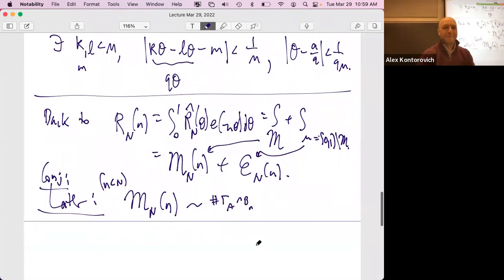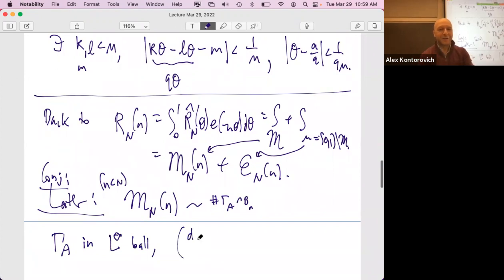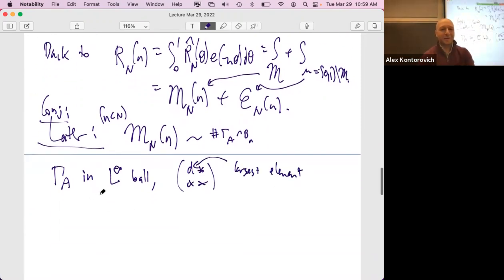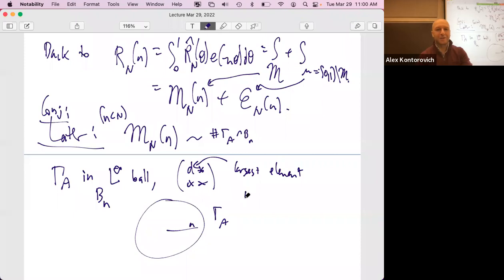Are you saying that because of the indicator function? Yes. If you have gamma A in an L infinity ball, the largest element is going to be this D. This is the largest element. So if you look at an L infinity ball B_n, in gamma A, a ball of exactly radius n, and then you want to know what the multiplicity of n is. The multiplicity of n is exactly the boundary. It's exactly this, the boundary of gamma A.